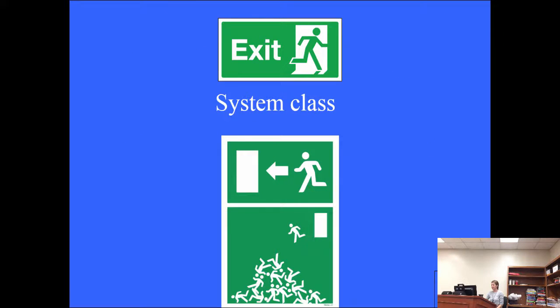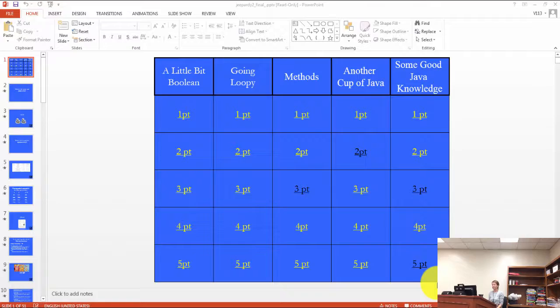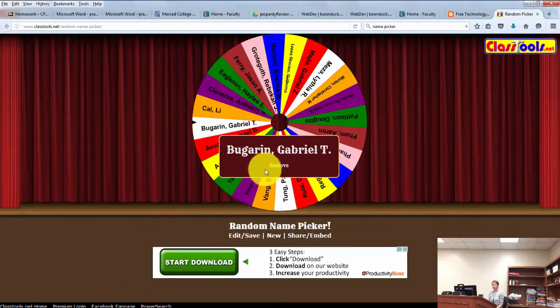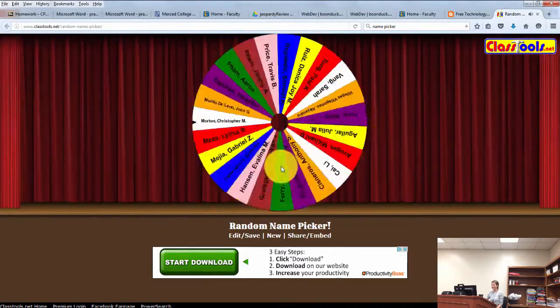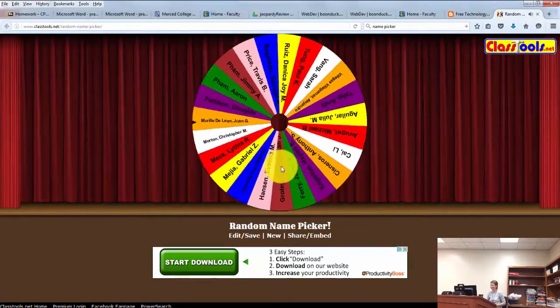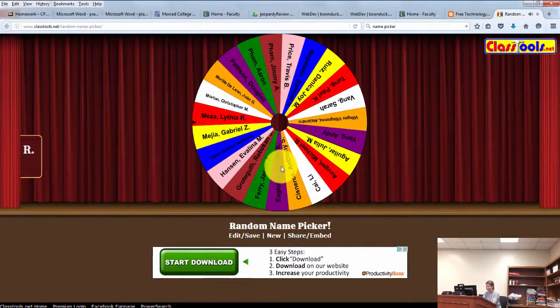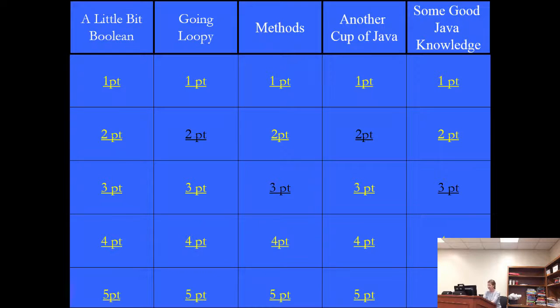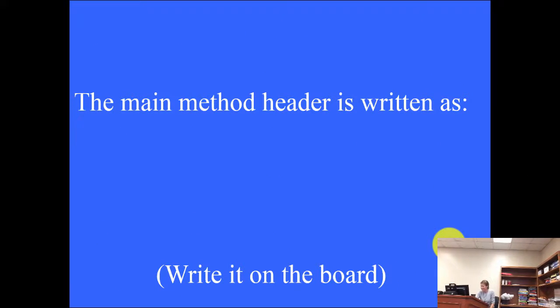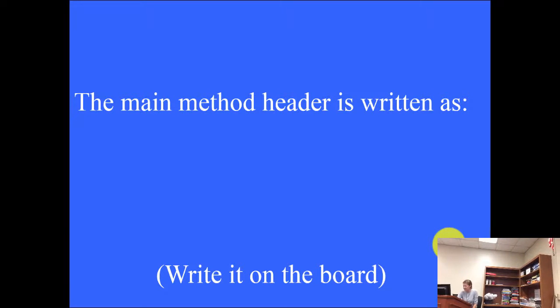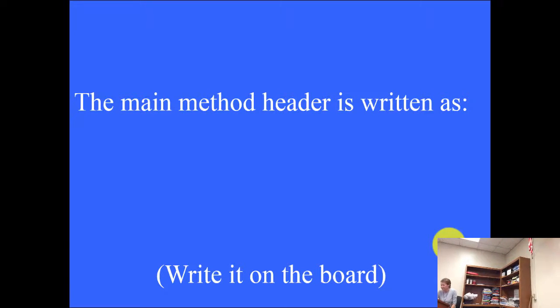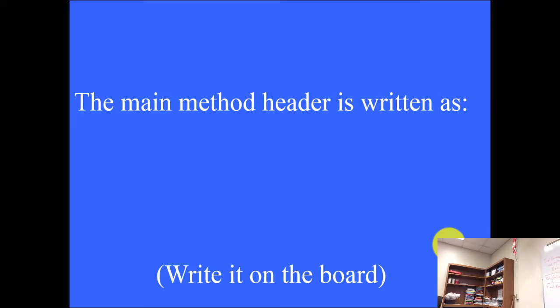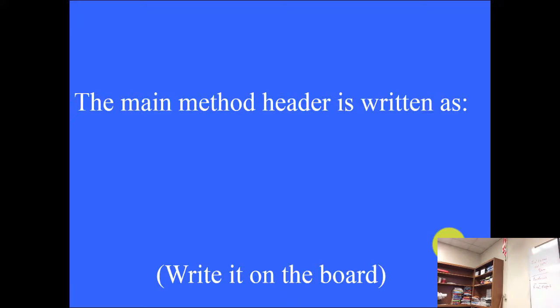Let's roll again, and I'll get the points in. All right. Some good Java knowledge for 4. All right, the main method header is written. Oh, and this is a writing on the board one. I bet you can do this one. Now remember, I don't make you memorize things, but this was a 4-pointer, and sometimes we remember it by default, hopefully.